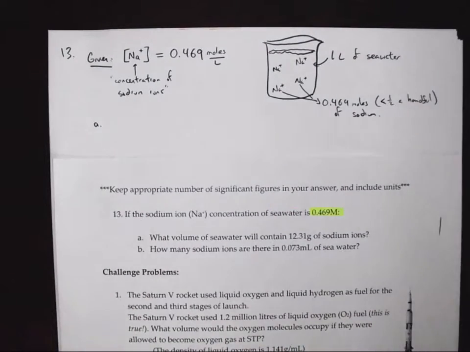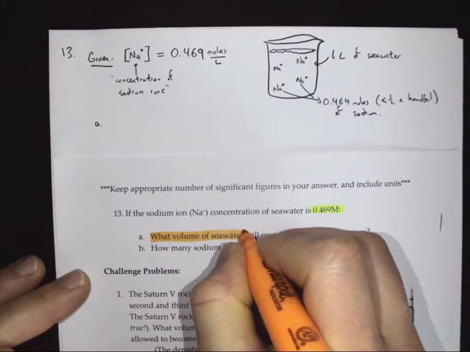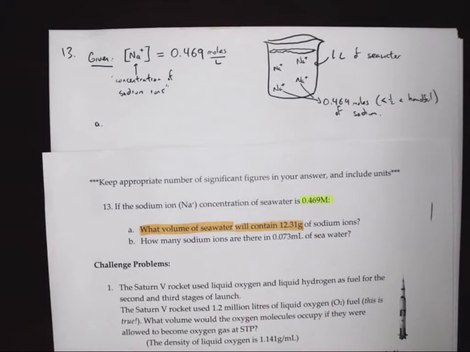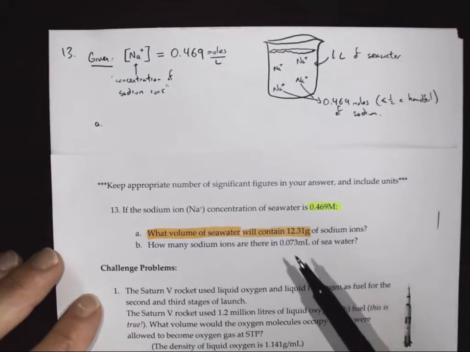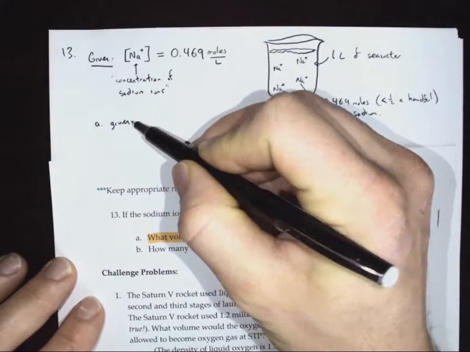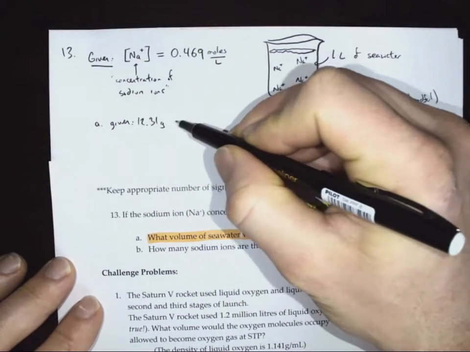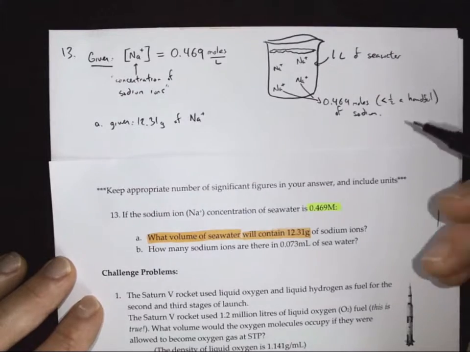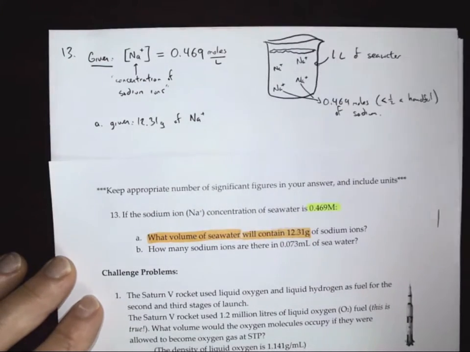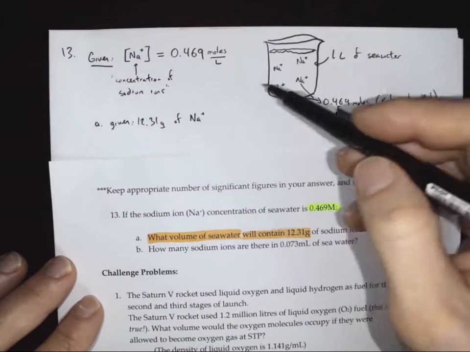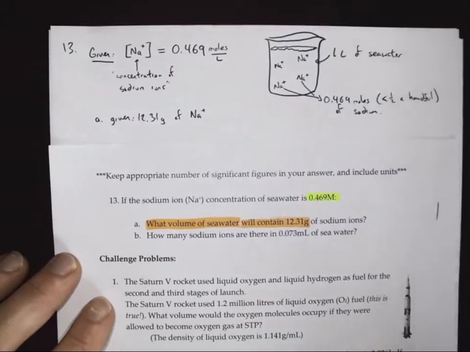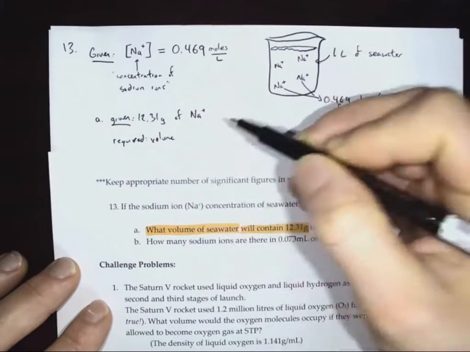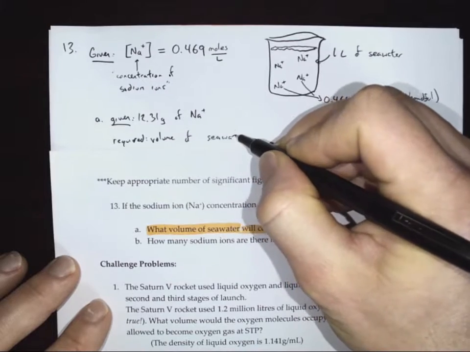So question A here asks us what volume of seawater will contain 12.31 grams of sodium ions. Okay. So it looks like for question A, we're also given that we have 12.31 grams of sodium ions, which sounds, I don't know, something like half a mole. Anyway, because I'm picturing about 12 grams, I'm like, well, that's probably about half a handful. That sounds okay, it sounds about right. And the question is, what volume of seawater will we use? Okay. And so required, the volume of seawater.